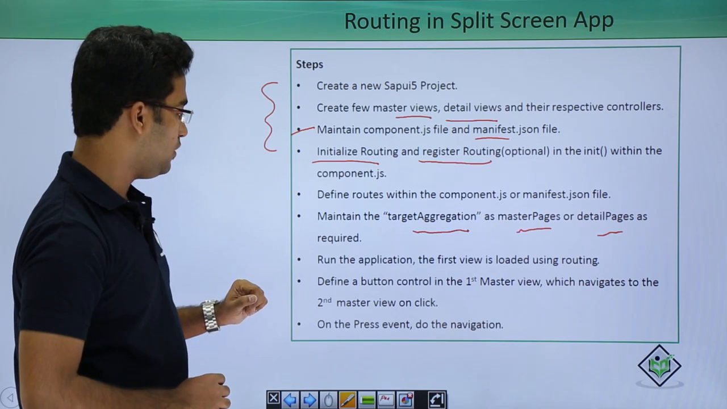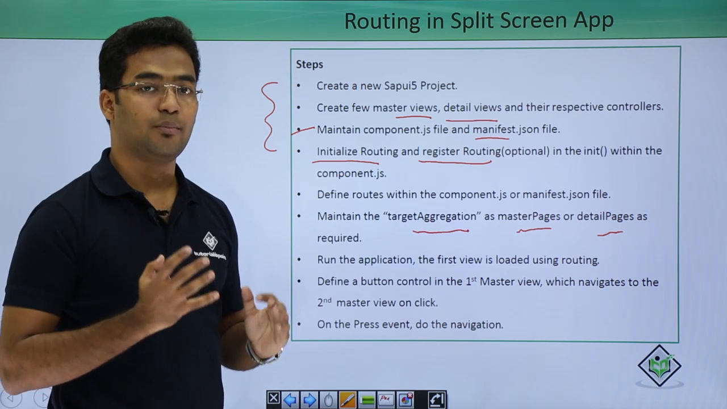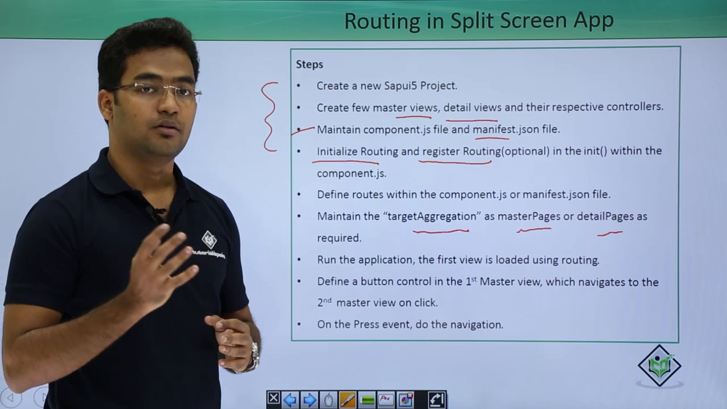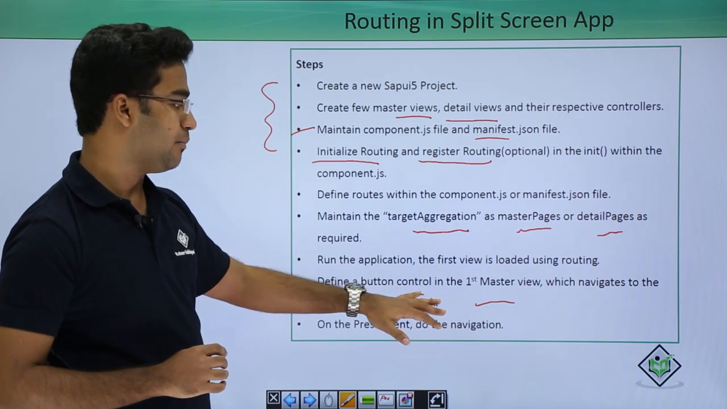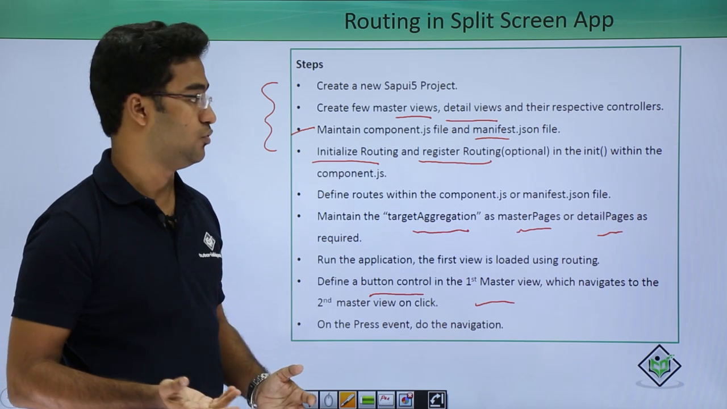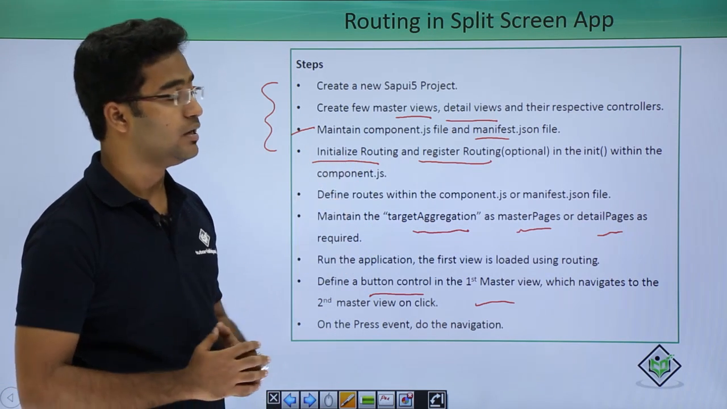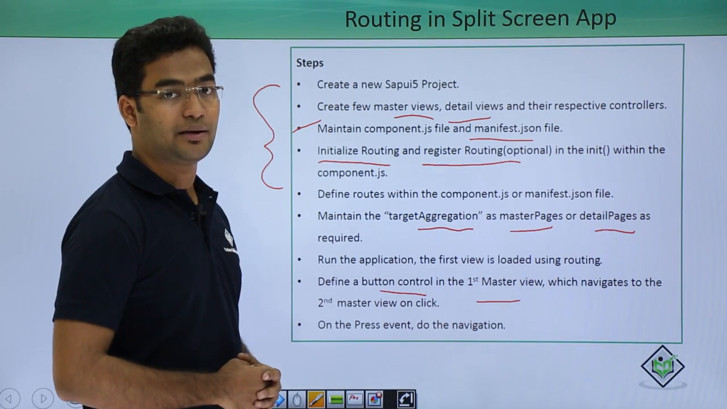So these steps are over. Now what you have to do is just run the application, and your master and the split screen is available. In the first master view you have to define a button, and on the click of the button it would navigate to the second master view. So this way we could achieve routing in a split screen application. You will see all these steps here in the practical demonstration.